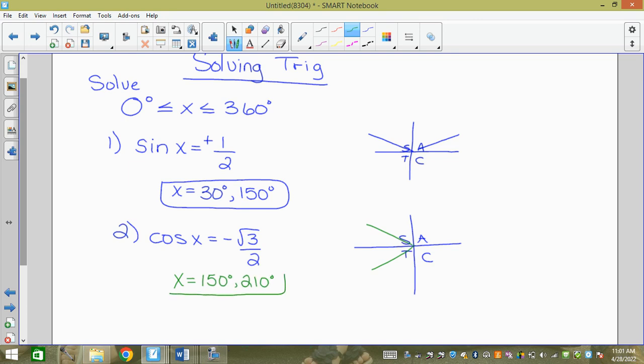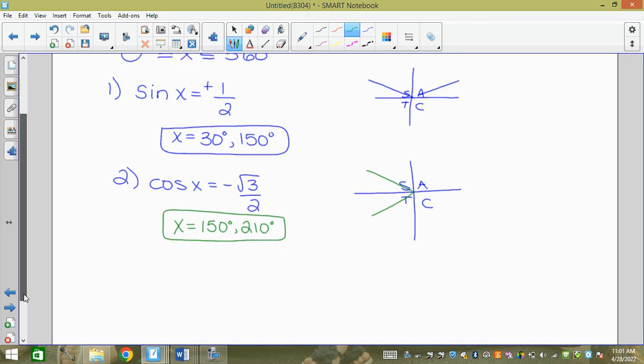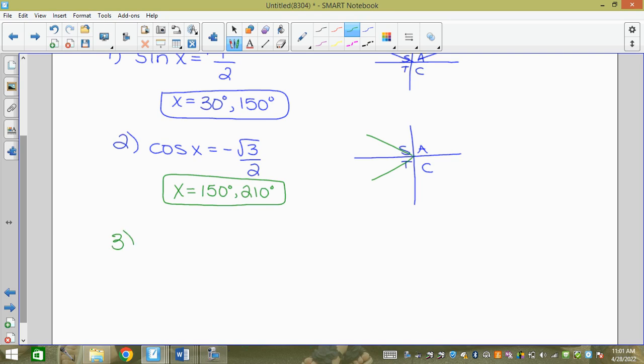Okay, so this is if they're nicely isolated as is. What if I give you this? 2 sine x plus 1 equals 0. So that's a lot harder to find currently how it is, correct? But if I had sine x equals something, cos x equals something, tan x equals something, I could find an answer. We agree? Okay, so what do I have to do first in order to solve?